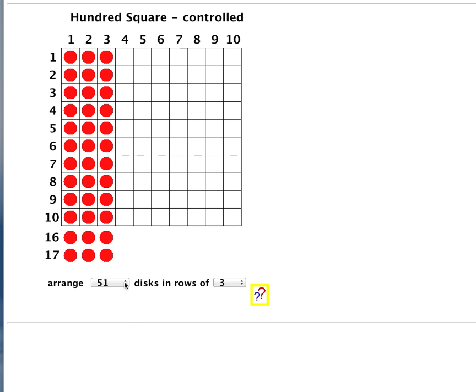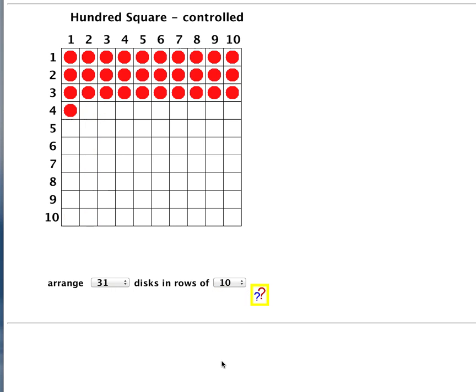Now try starting with, say, 31. I'll try it in rows of 10. That doesn't give a rectangular shape. I could try some more possibilities, for instance in rows of 9, 8 and so on. But however I try to do it, I'll never get a rectangular shape. This is something you can check for yourself. So 31 is a different sort of number.